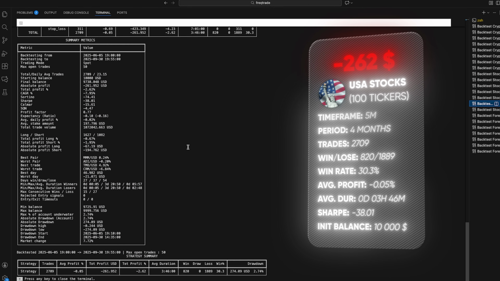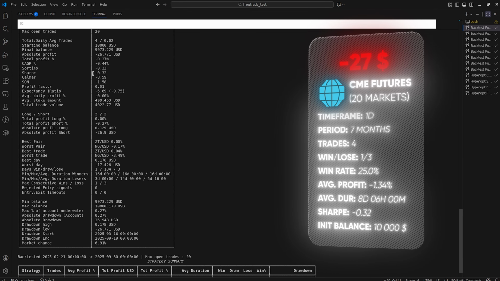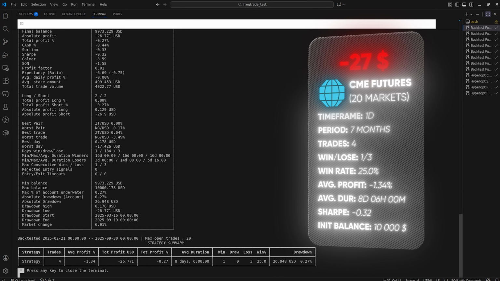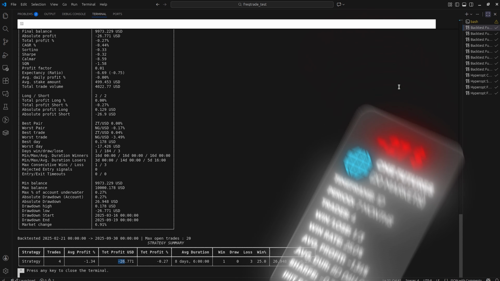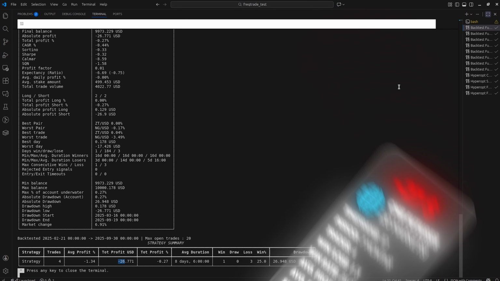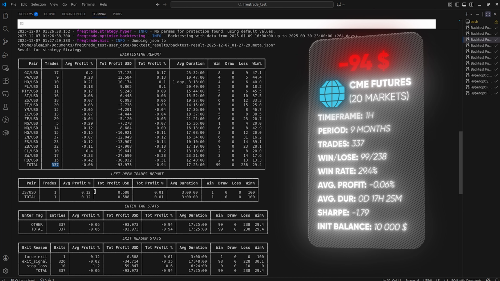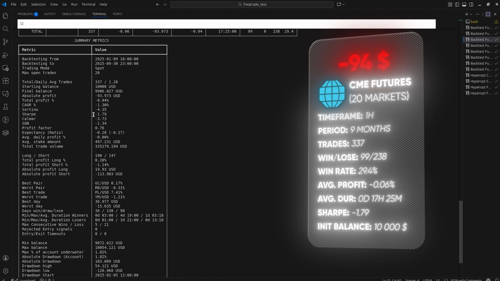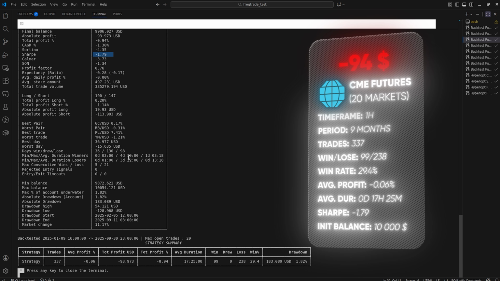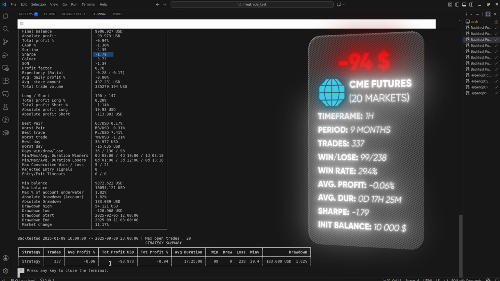And we have only 4 trades on 1 day time frame. And our sharp is minus 0.3 and we've lost $26. 4 hours time frame, this time 12 trades. And our sharp is minus 0.65 and we lost nearly $20. 1 hour time frame, this time more than 300 trades. And our sharp is minus 1.79 and our profit is minus $93.